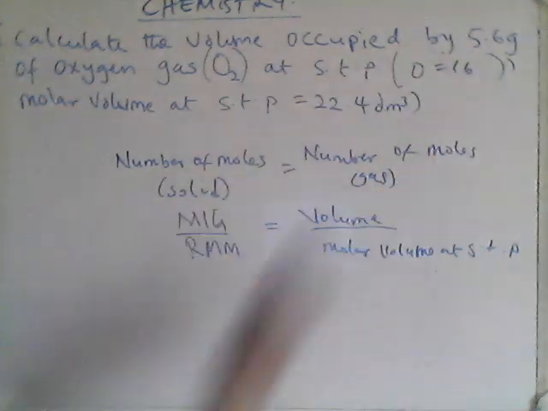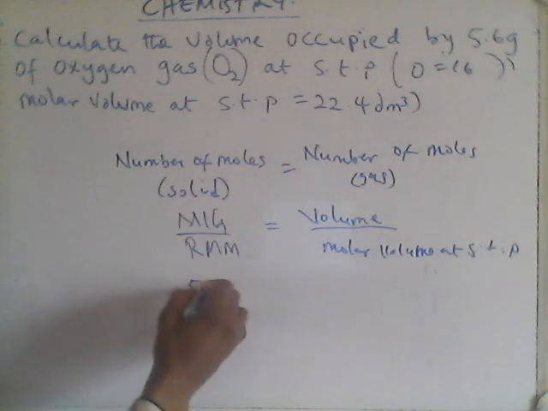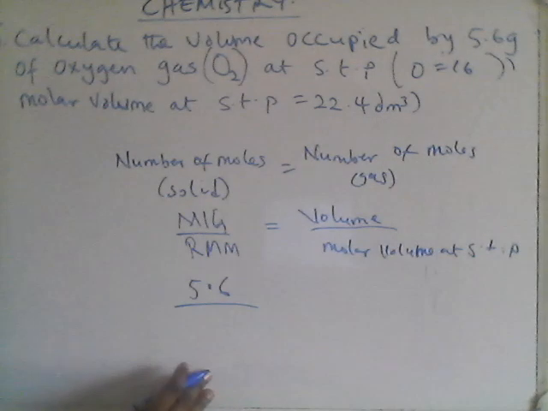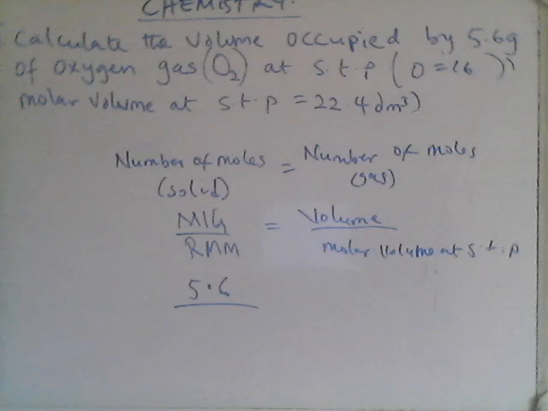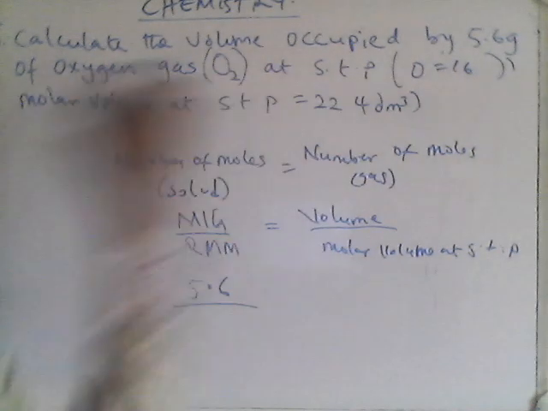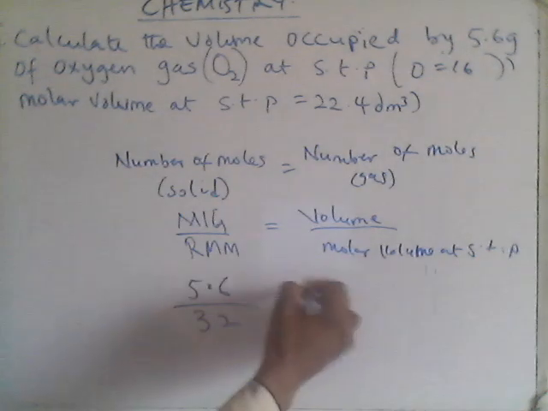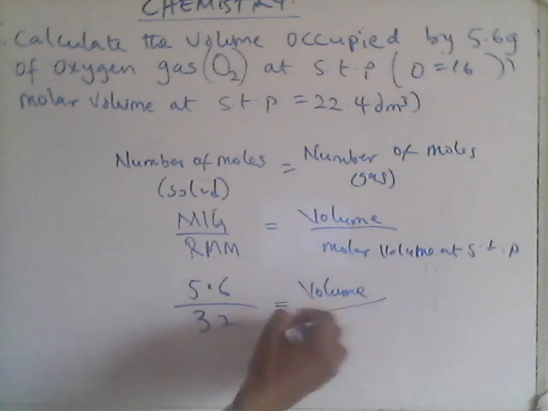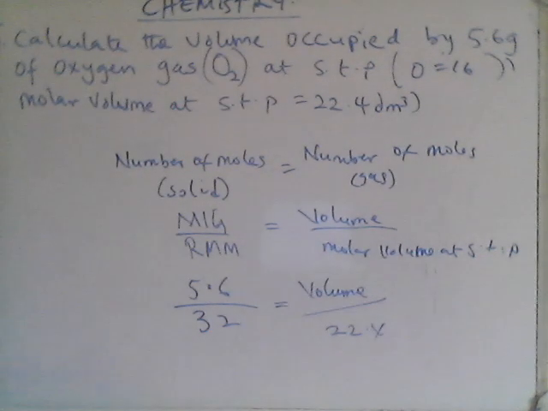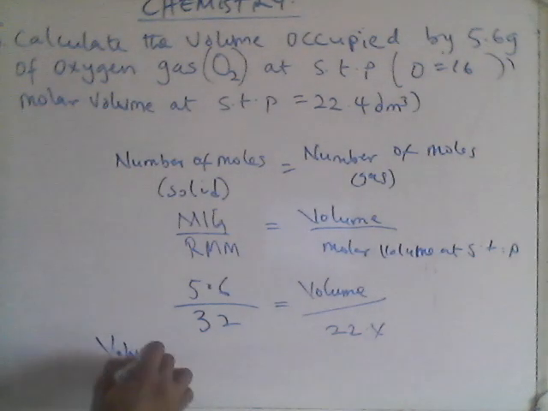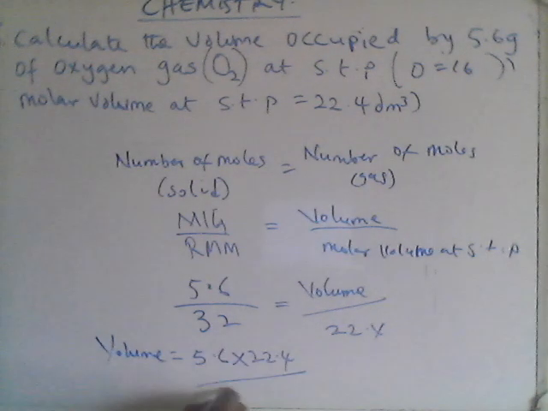So this is 16, right? For here, I would say mass in gram, I have 5.6 gram of oxygen over molar mass. I will not put 16 here because oxygen is O2, so it is 16 times 2, which gives me 32, correct. The volume is what I'm looking for, and I have molar volume at STP as 22.4. So I'll make volume the subject of the formula: volume is equal to 5.6 times 22.4 all over 32.